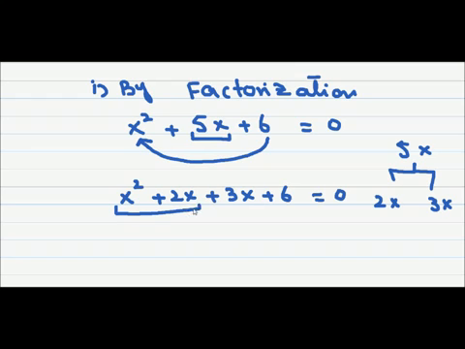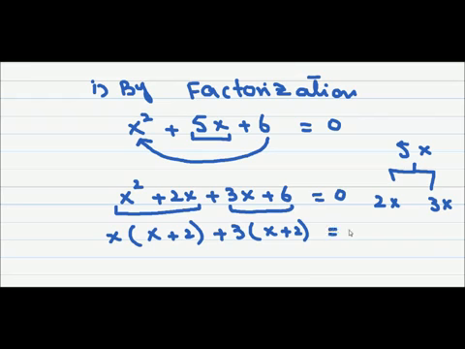Now the next step is that we will take some factor common out of the first two terms and another factor common out of the last two terms. Taking x common from the first two terms, we get x into x plus 2, and taking 3 common from the next two terms, we get 3 into x plus 2. So the equation that we get is x into x plus 2 plus 3 into x plus 2.